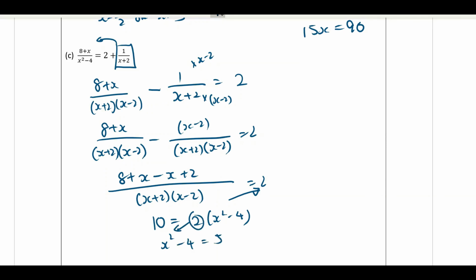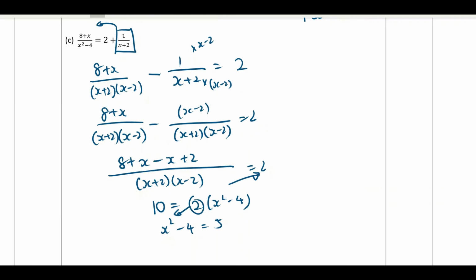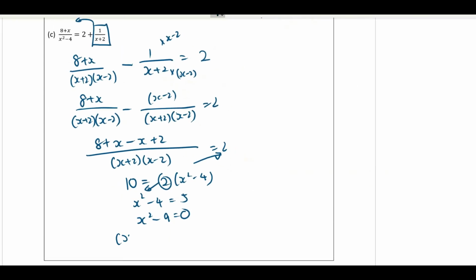You divide the 2 to him. Okay, and x squared minus 9 equals 0. You bring the 5 to the left side. Then you will have (x plus 3)(x minus 3) equals 0. x equals 3, or x equals negative 3.